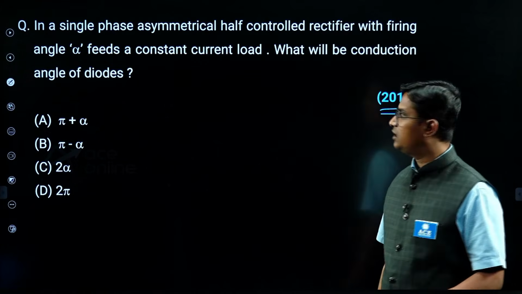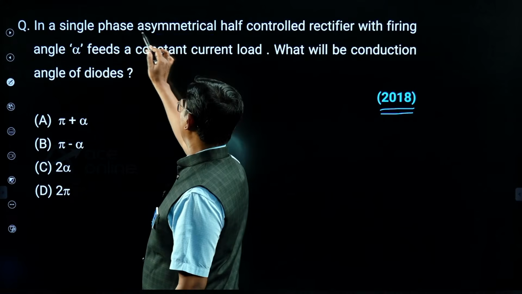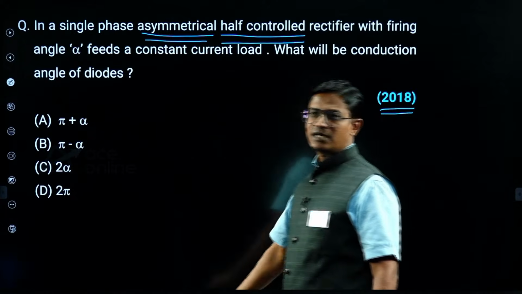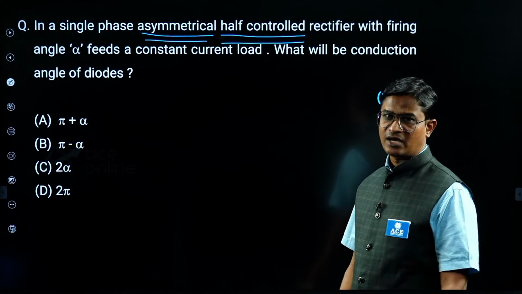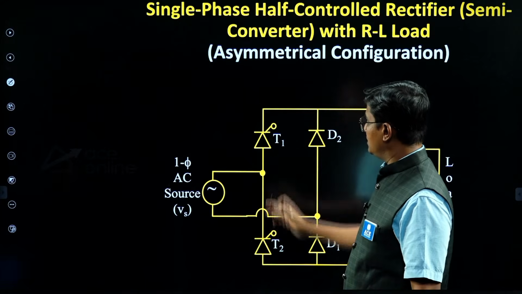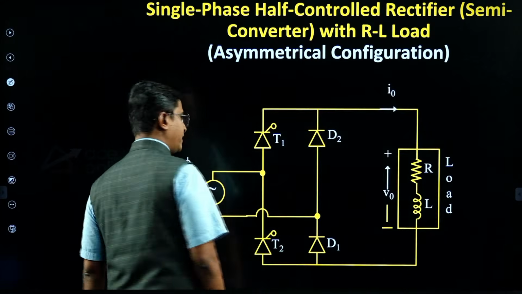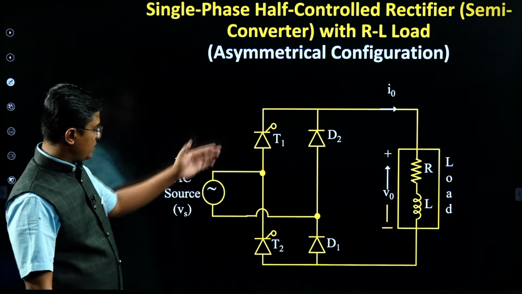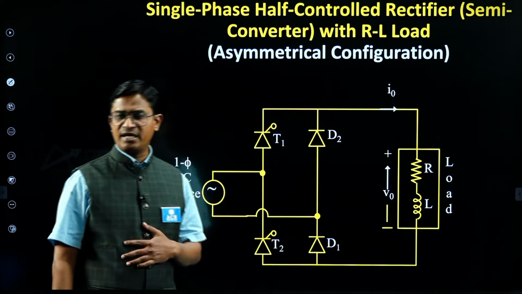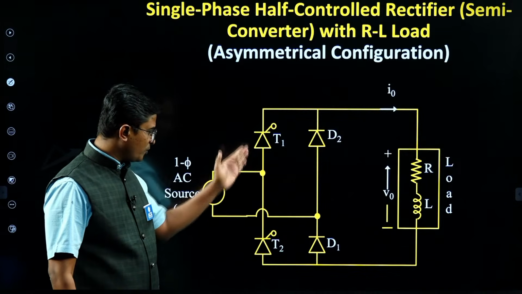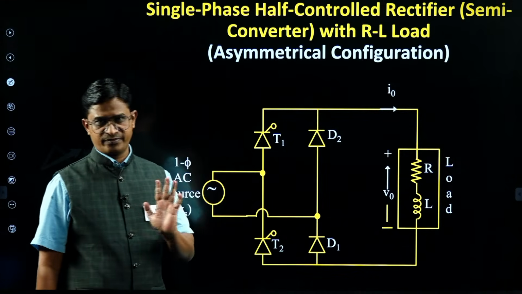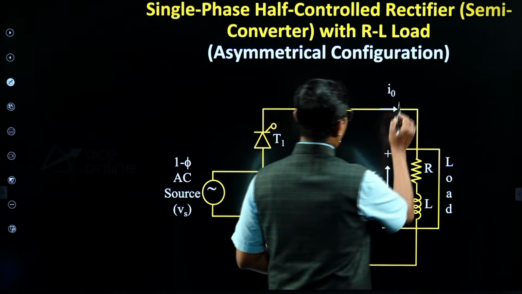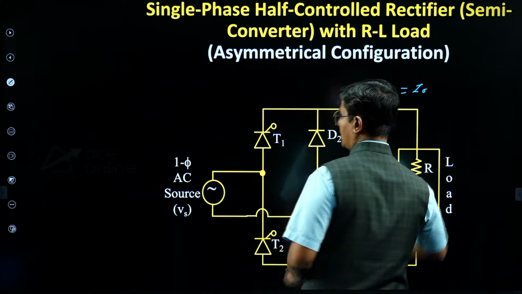Yeah, they are talking about a semi-converter of asymmetrical type. And what is the conduction angle of each diode, they are asking. So for the asymmetrical semiconverter, this is the circuit diagram. We know a semiconverter consists of 2 thyristors and 2 diodes. In the asymmetrical type, the first leg consists of both the thyristors, and the second leg consists of both the diodes. Load is highly inductive, so load current is a constant. Here we are taking an RL load and the load current is a constant.